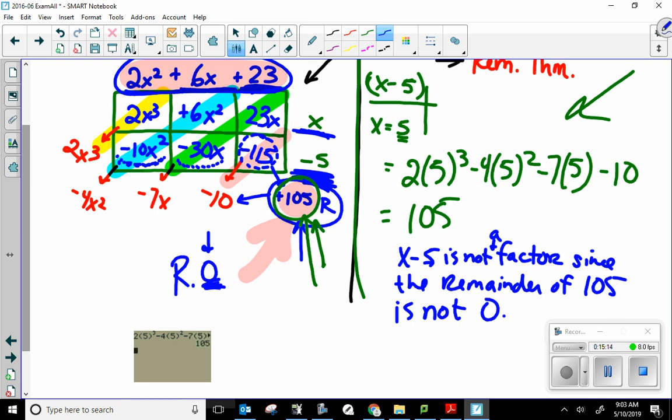Or you can say since the remainder is not 0. I mean, you really could just say, since the remainder is not 0. Or you can say since the remainder is 105. But the connection there is the remainder is not 0. It's 105. 105 is not equal to 0. You need to write this.